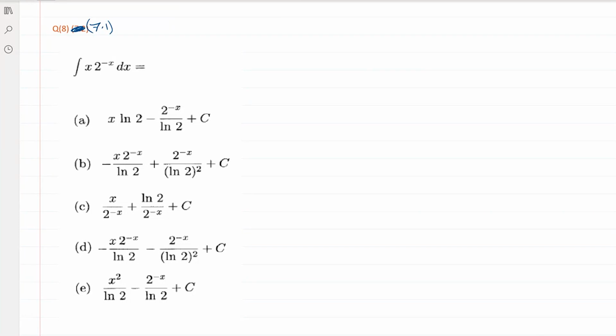So all of you, you need to start. Usually, we let u equal the function whose derivative will vanish. So should I substitute u equal 2 to the power minus x, or let u equal x?